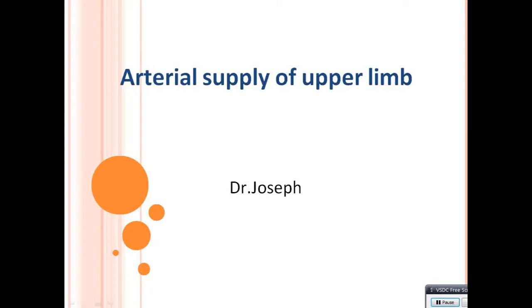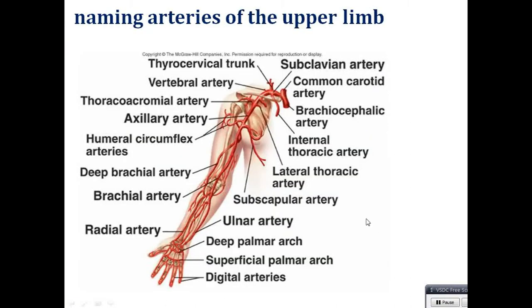Today we will be seeing the arterial supply of the upper limb. When we see the arterial supply of the upper limb, we have to consider some arteries here. The arteries here are the subclavian artery continuing in the upper limb.